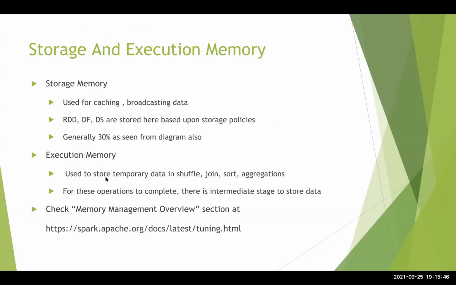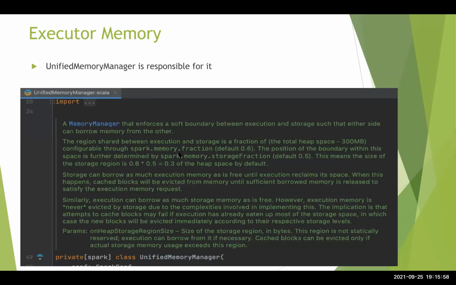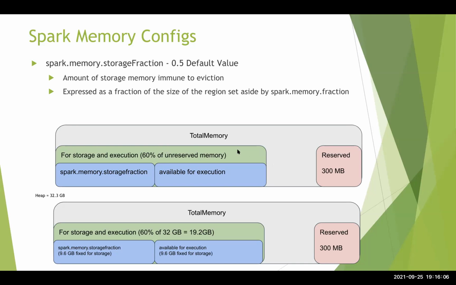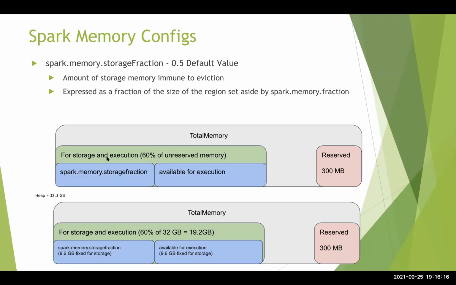I'll just reiterate so that you understand. This is 60% of the memory, and out of the 60%, 50% is available to storage and 50% is available to execution. This is the storage fraction. This is the memory fraction, 0.6. This 60% is the memory fraction. The memory fraction tells about this 60%, and within this 60%, the storage fraction tells what storage can claim and what execution can claim.